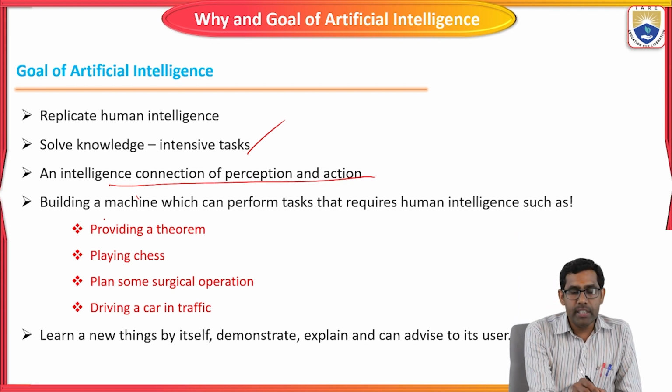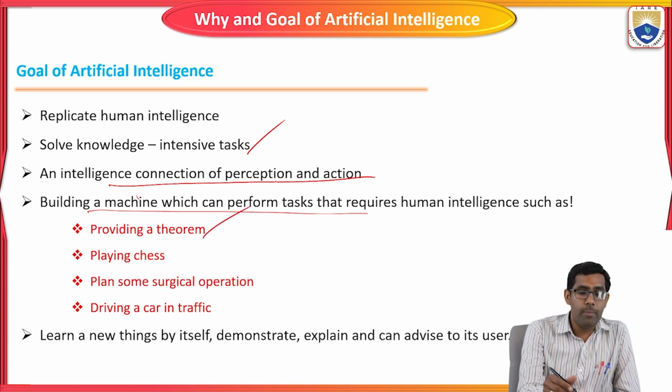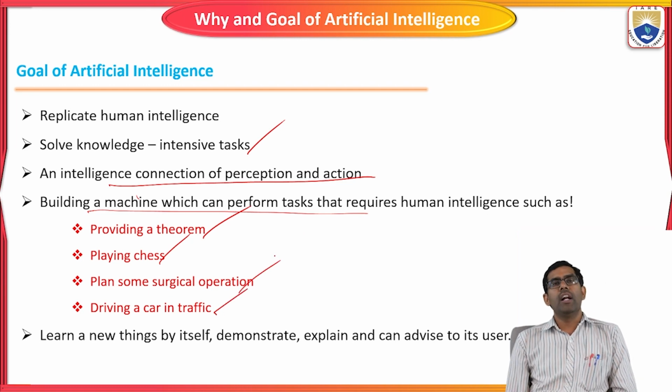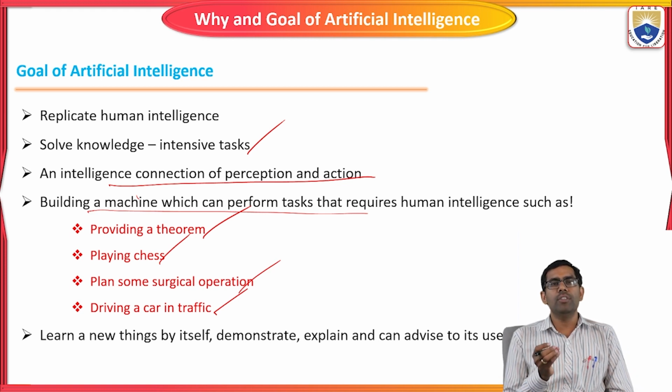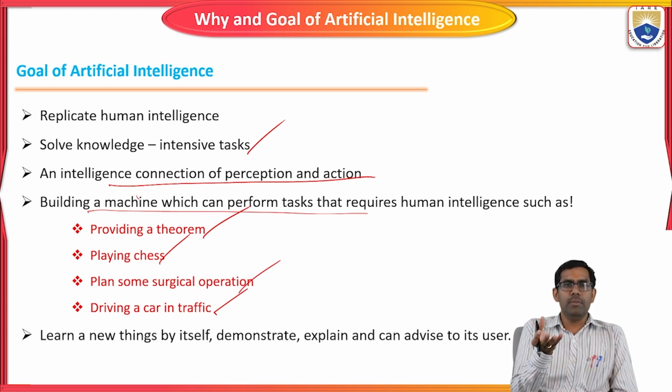Okay, so building a machine that performs some specific task means we have certain criteria, right? For example, proving theorems, planning surgical operations, driving, coordinating traffic. Nowadays AI acts in all fields. Wherever you go, we can see and analyze artificial intelligence usage. Okay, so learning new things by itself. What we are going to make in the machine should be able to learn on its own. Okay, so that is the last one.